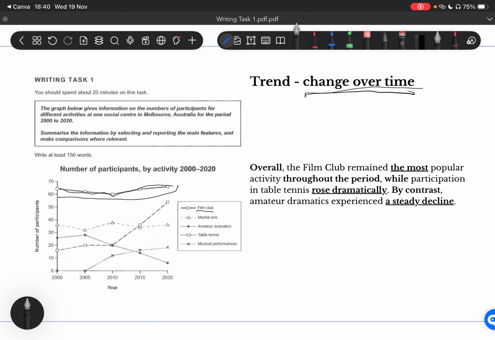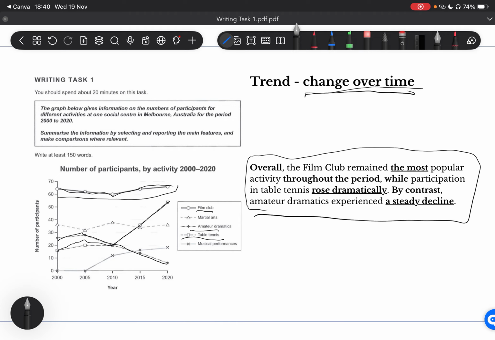Throughout the period, while participation in table tennis, it's here, rose dramatically. By contrast, meaning that we are saying the opposite, yeah? By contrast, amateur dramatics experienced a steady decline. So, 3 lines were described in here. This is an overview part, okay? And in the overview, it's important to mention the main trends.